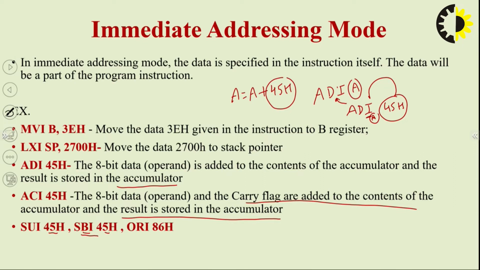Okay, ORI means we are performing OR gate operations, so logical operations. So we OR the contents of 86H, which is a value, with the accumulator register. Okay, so these are some more examples.